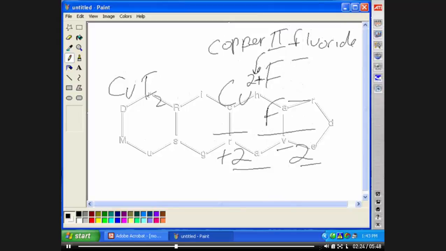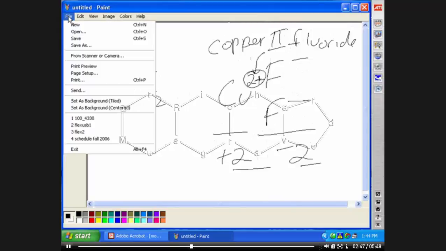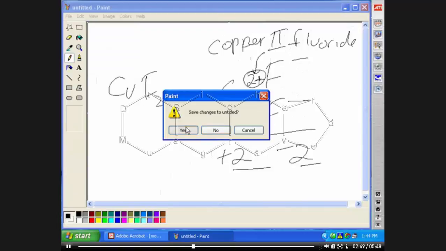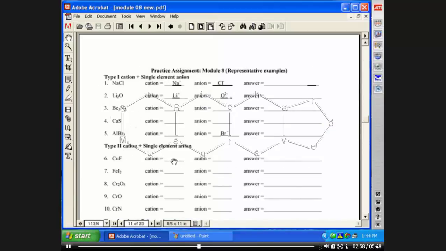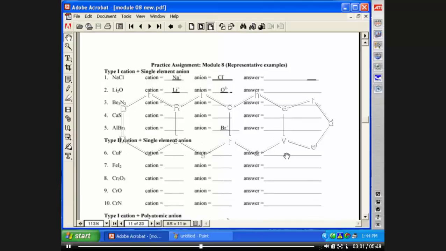The 2 here is because we have a 2 plus charge on the copper. And that's why it's very important to include some kind of indication in the name as to what the charge is going to be. So this one's copper 2 fluoride. The previous one was copper 1 fluoride. So going back to the assignment now, in here you'd put Cu 1 plus, F 1 minus, and the answer would be copper 1 fluoride.